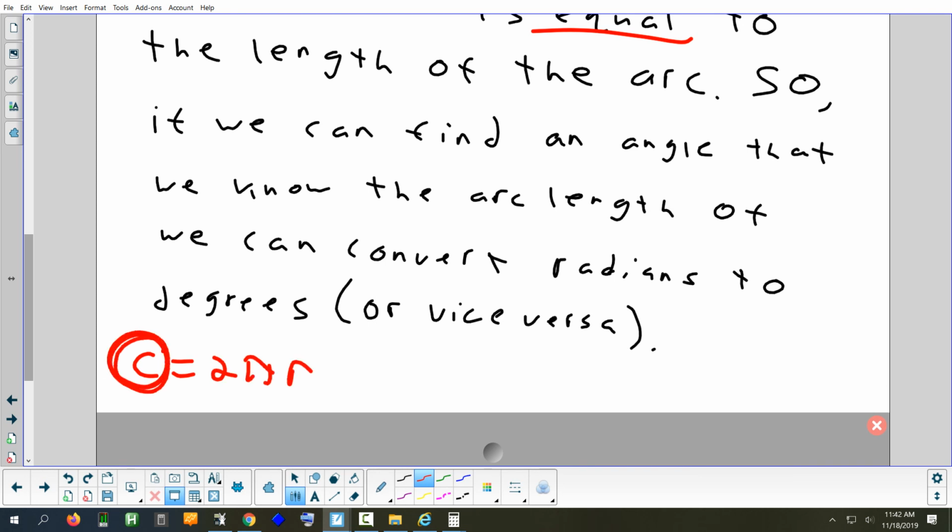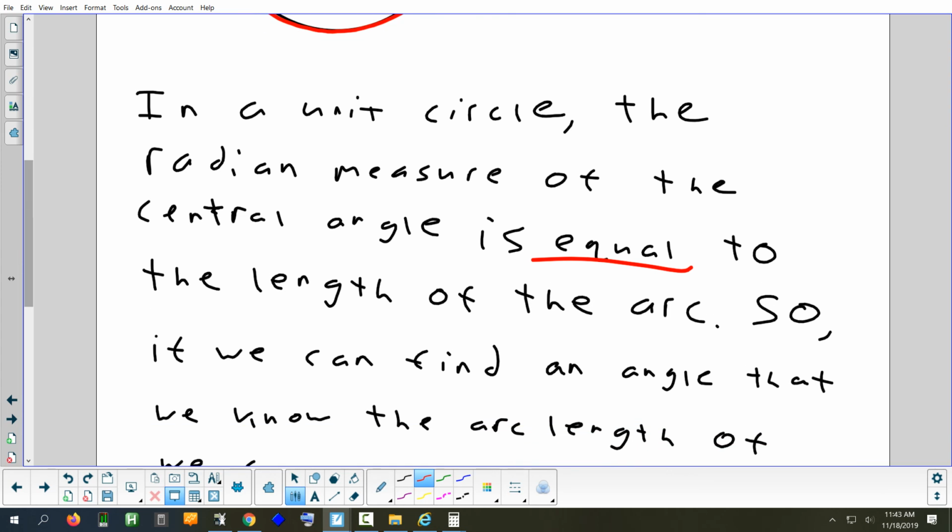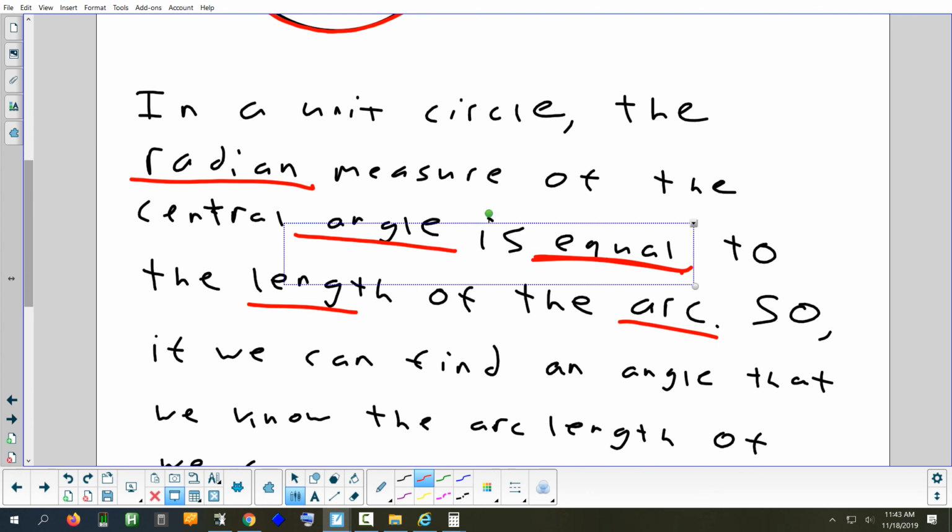This is the arc that goes all the way around the circle. We call it a circumference, but it is an arc. It's a big arc. If you can tell me the length of that arc, it's going to be equal to the angle that goes all the way around the circle in radians. So the length of the arc is equal to the angle in radians.